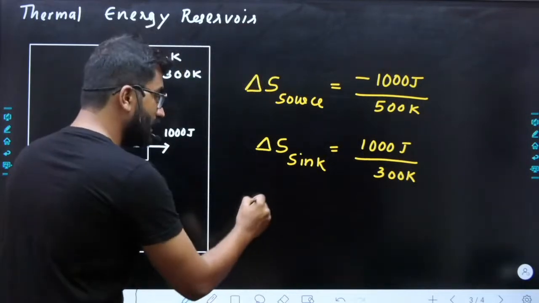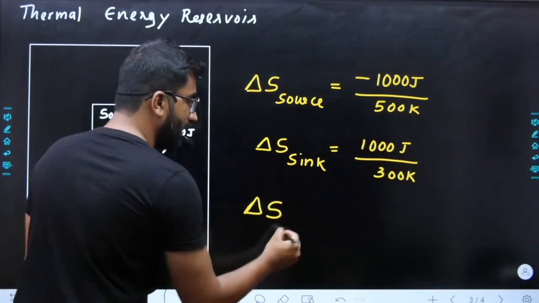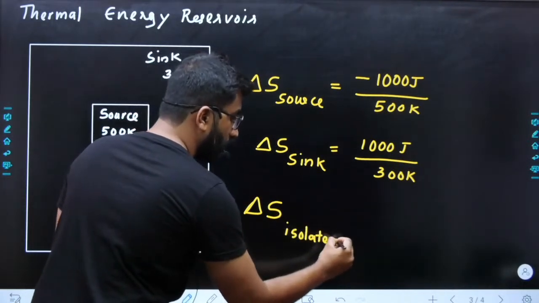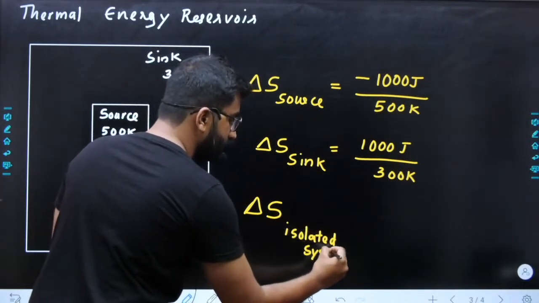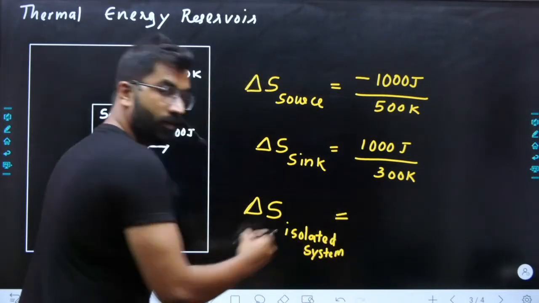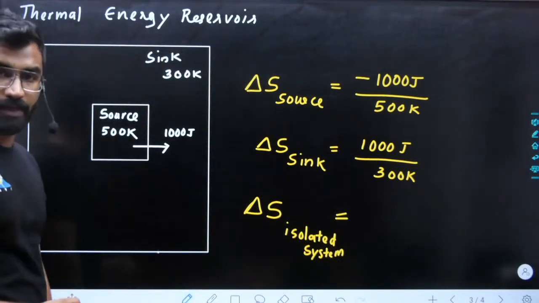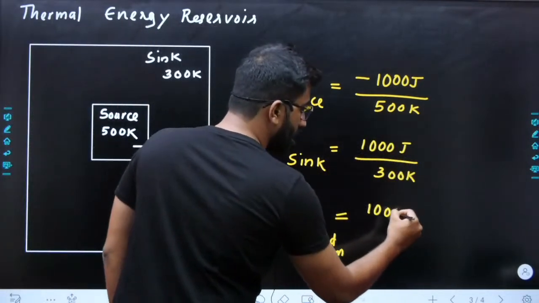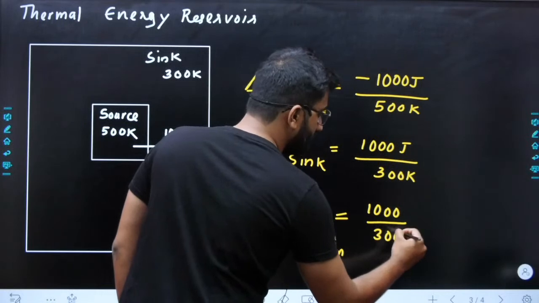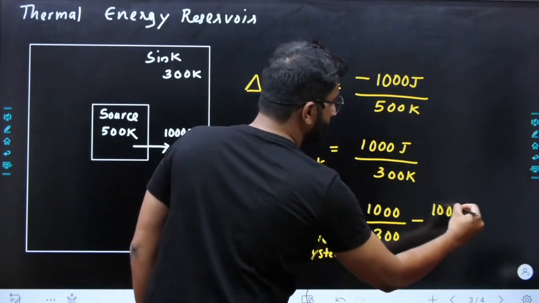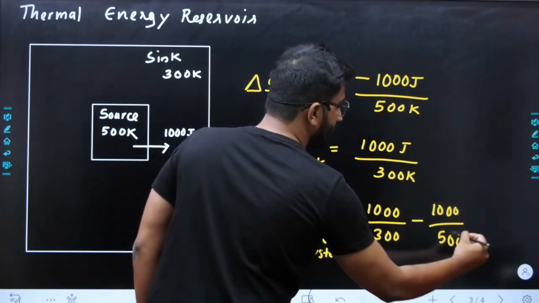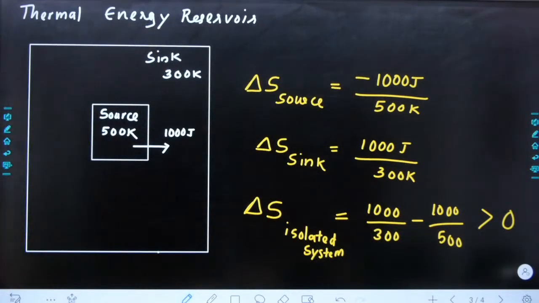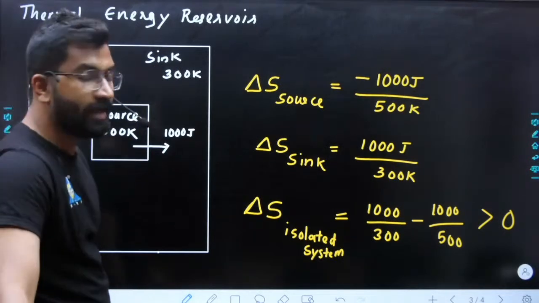So what is the entropy change of the total isolated system, or the entropy change of the universe? System plus surrounding, right? So we can say system plus surrounding is equal to 1000 divided by 300 minus 1000 divided by 500. So this will always be greater than 0.